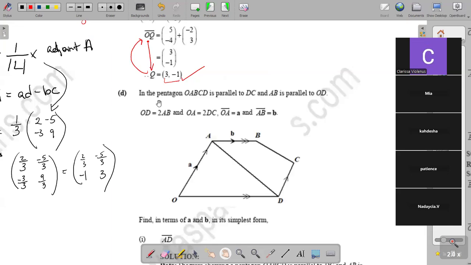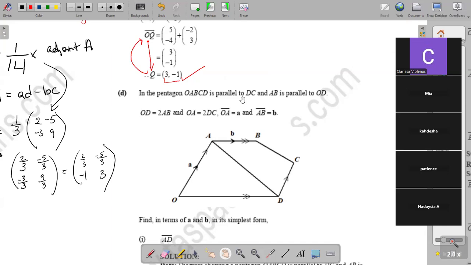So let's go. In the pentagon OABCD, so all my points are here, it's a parallelogram. So I don't know where I saw that. That's my dyslexia. Just letting y'all know that sometimes I would see a word but still call another word. So forgive me. So it's parallel to DC.